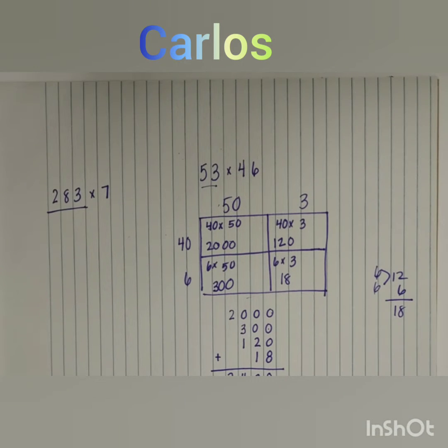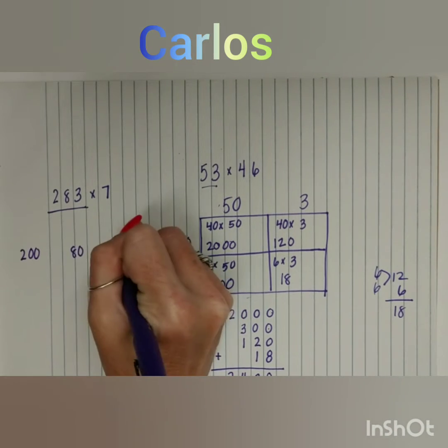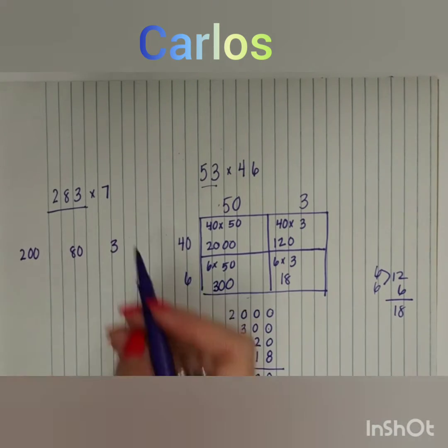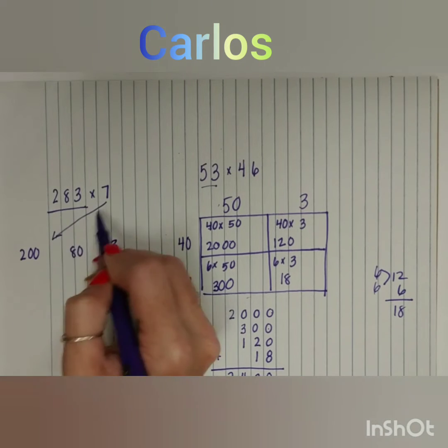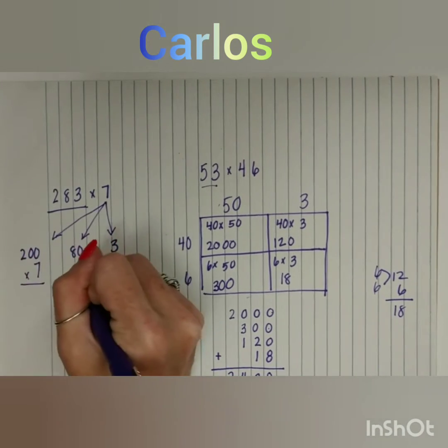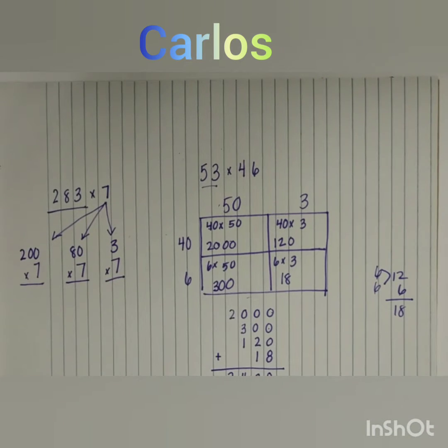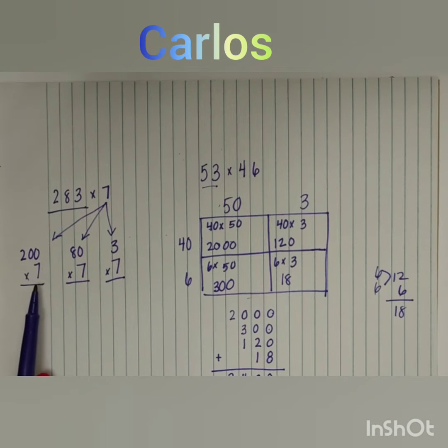In place value, this is going to be 200, 80, and 3. Then what I do is I distribute my 7 to all of the pieces. So this is times 7, this is times 7, and this is times 7. Okay? So 200, or 2 times 7 is?